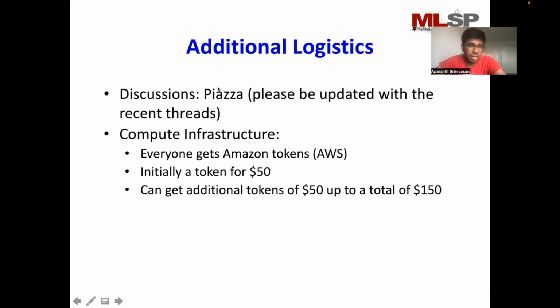So additional logistics are Piazza. For new fall 22 students who do not know what Piazza is, it is our discussion forum where students put forth a lot of questions and TAs and the instructors answer them. Everything happens on Piazza, so please stay updated with the recent threads. Computer infrastructure will be required by every one of you because model training is not a joke. Everyone gets Amazon coupons. You will get a coupon for like $50 first, and additional coupons or tokens worth up to $150 will be given to you for your course. You can use it for your homework and your projects.